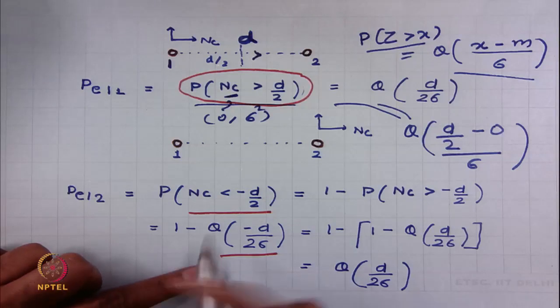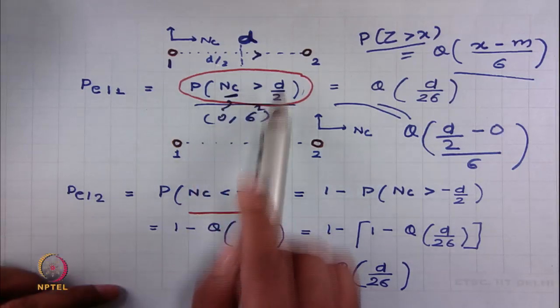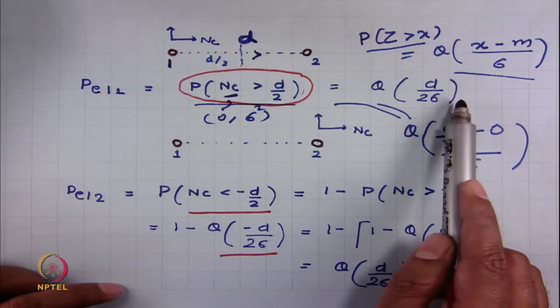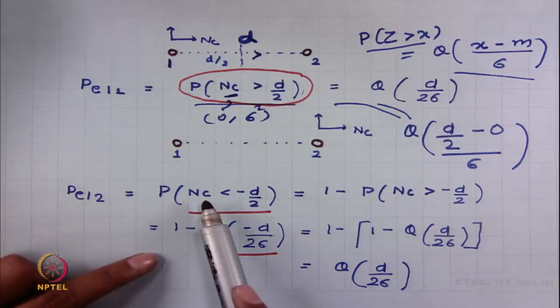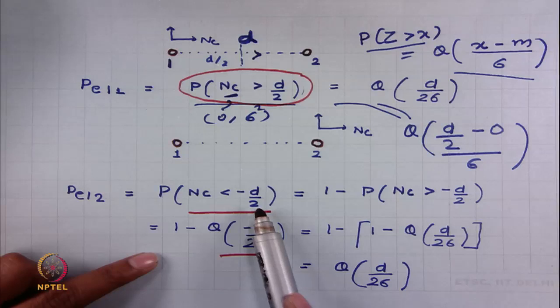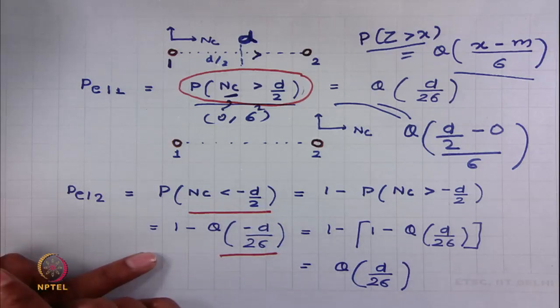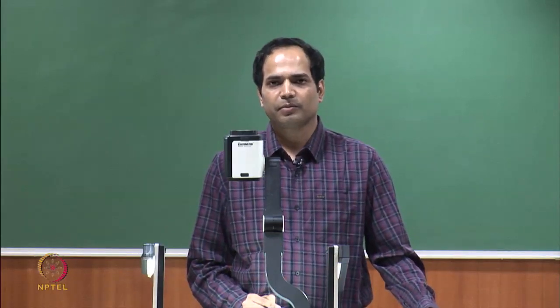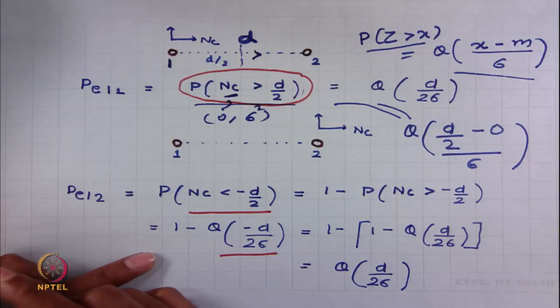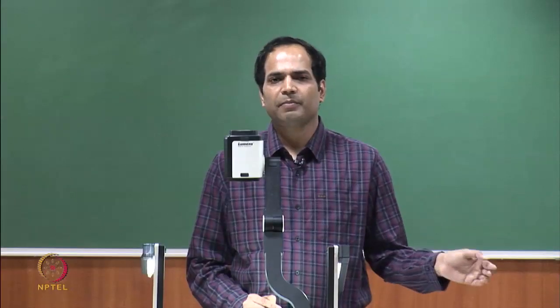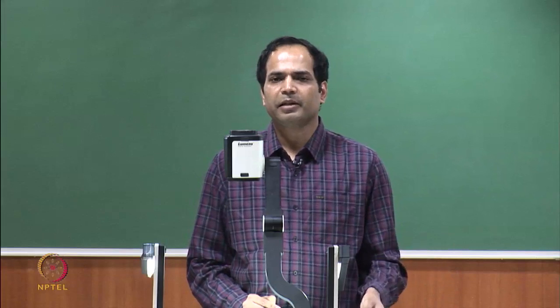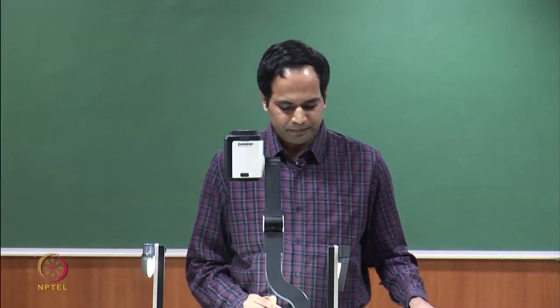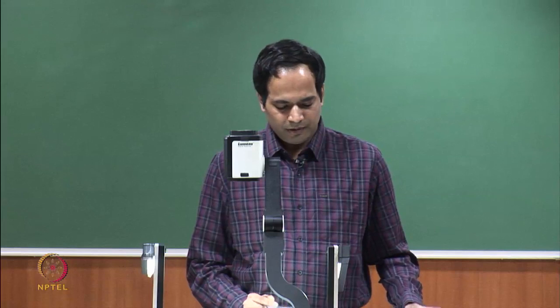Hence, in a nutshell, the probability of NC greater than d by 2 is Q of d by 2 sigma, and the probability of NC being less than minus d by 2 is also Q of d by 2 sigma. And why is this so? Because these random variables are Gaussian random variables, and if they are 0 mean, they are symmetric about 0, and hence the probability of noise amplitudes being less than minus d by 2 or being greater than d by 2 must be the same.